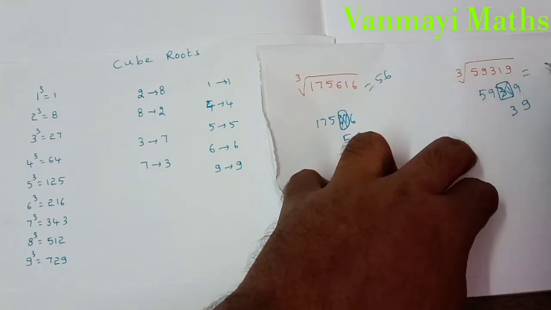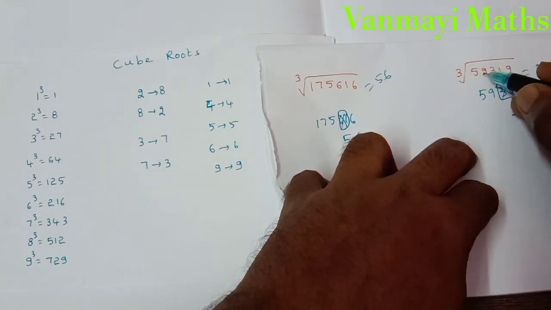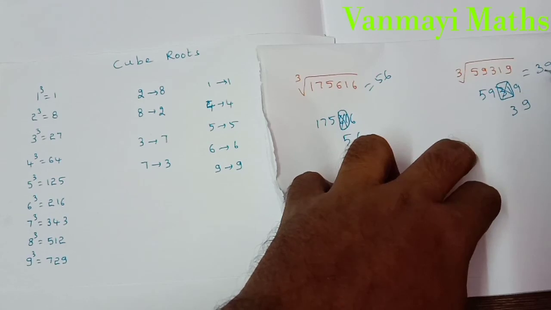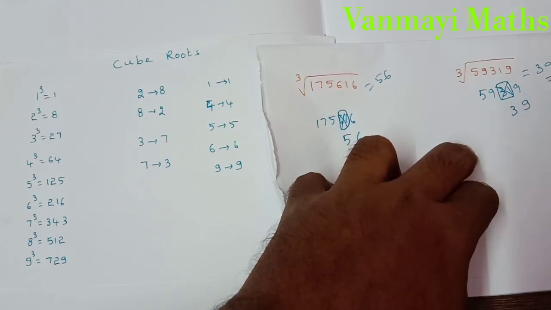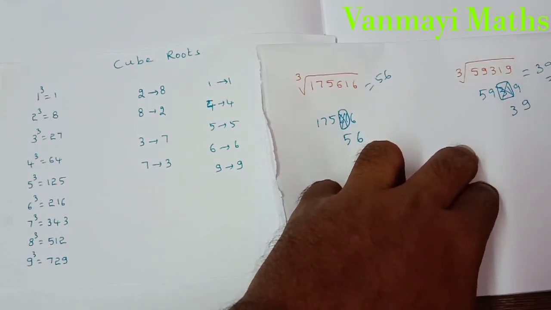So 39 is the cube root of 59,319. This is the way to find cube roots of the given numbers.